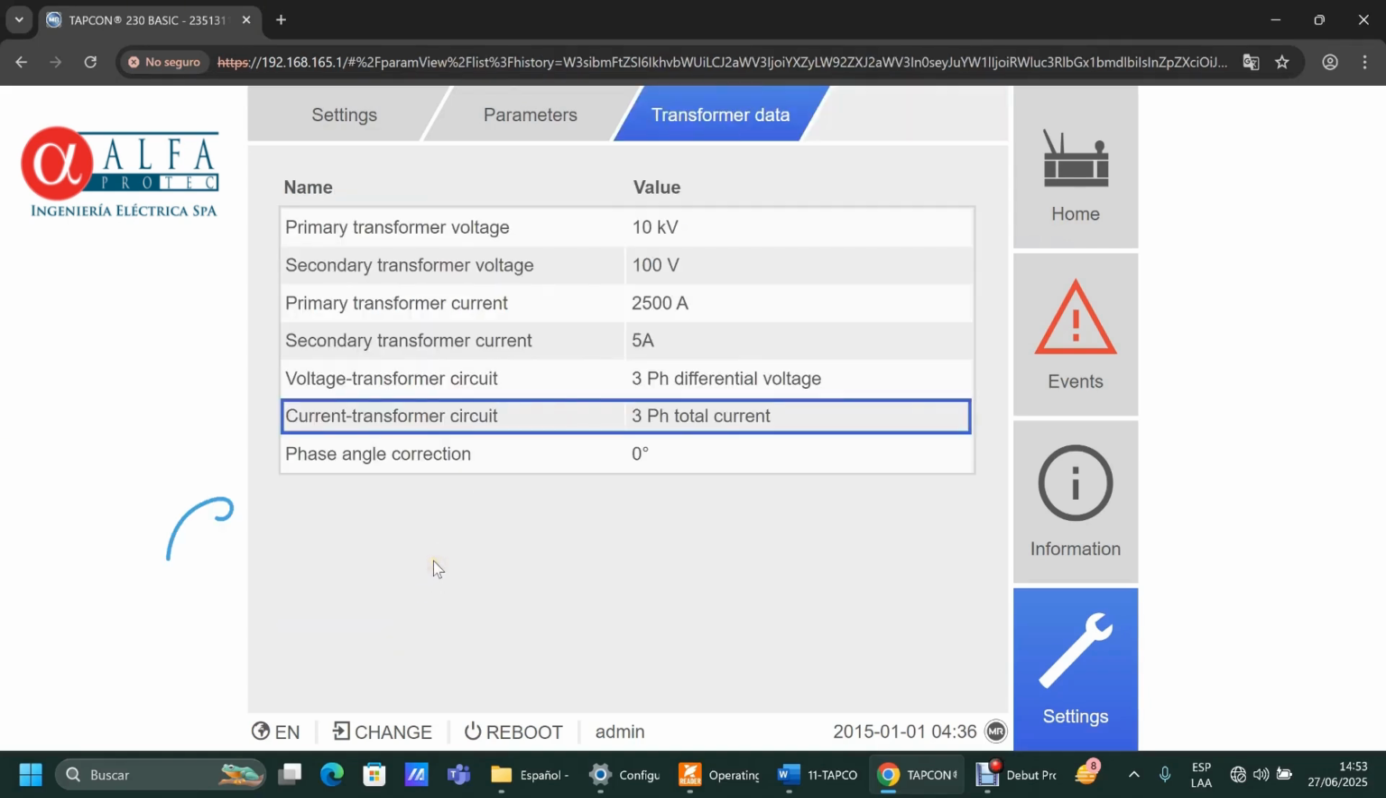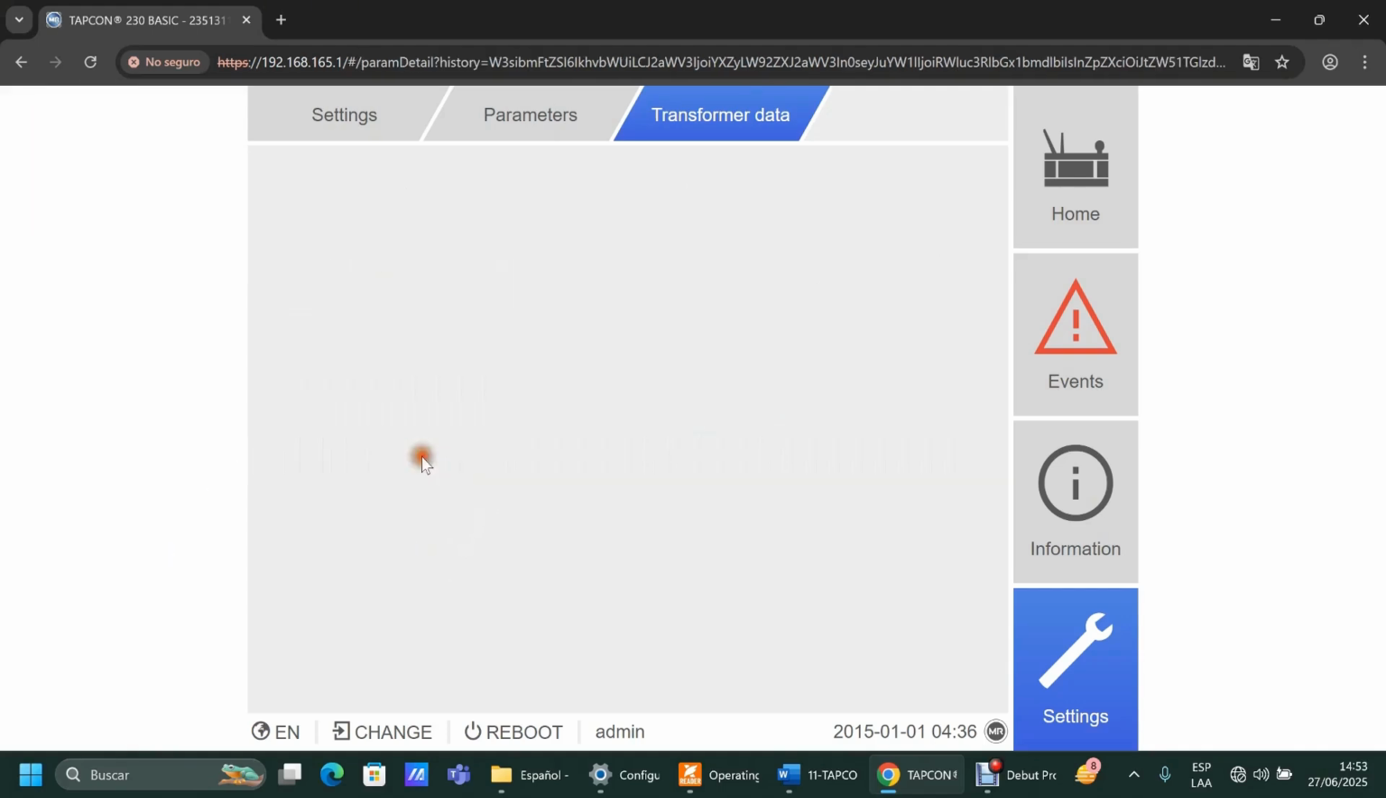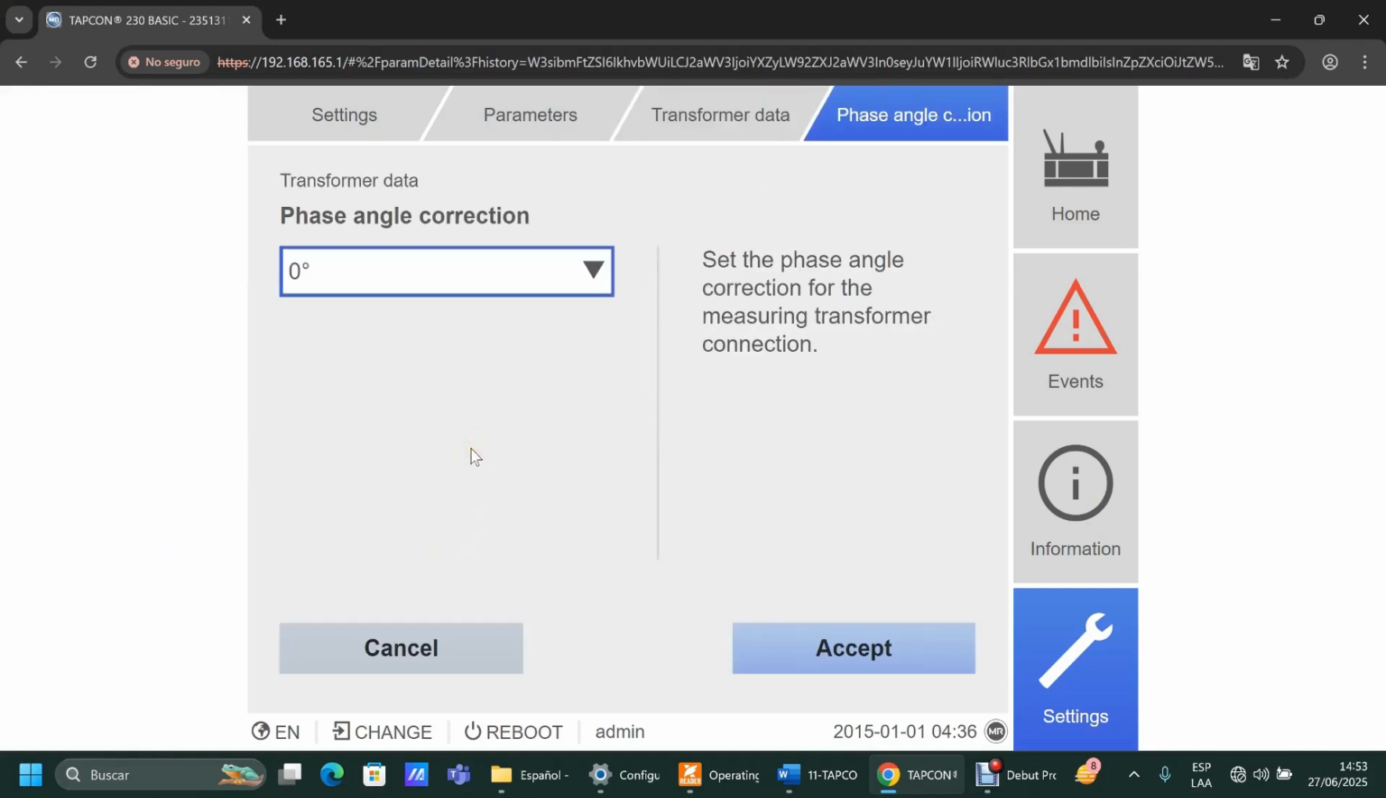The last parameter is phase angle correction, which lets you input a correction angle between the voltage and current signals. This is important when there are phase shifts caused by the topology of the measurement transformers, such as transformers connected in delta or differing physical locations between the VT and CT.